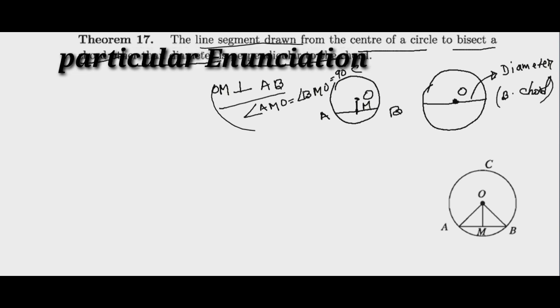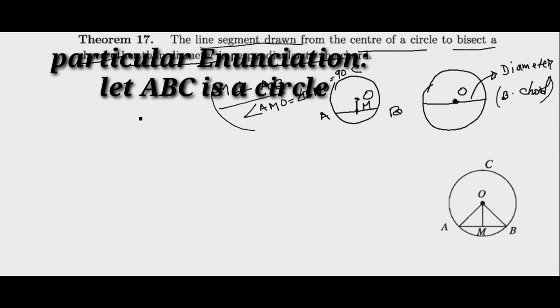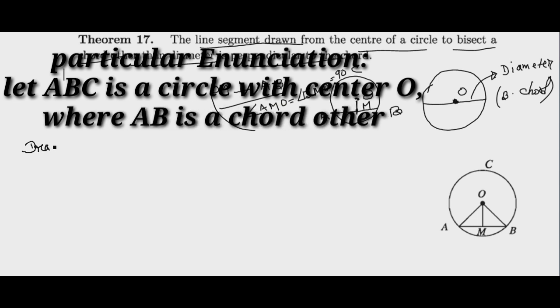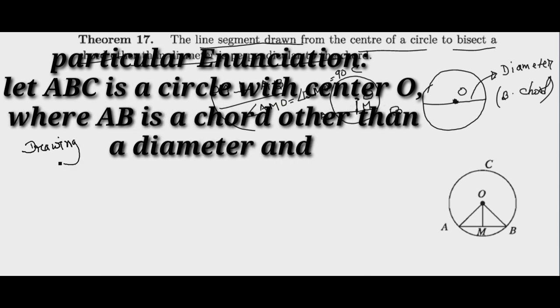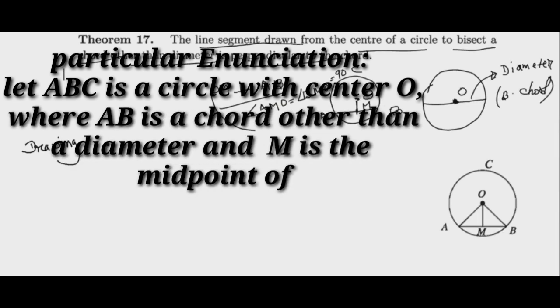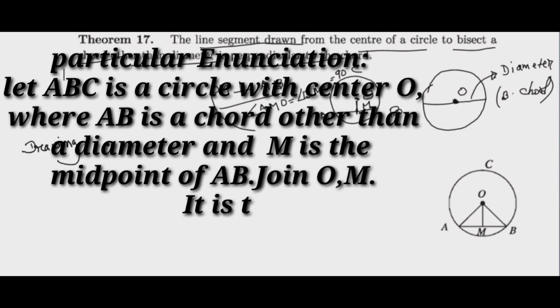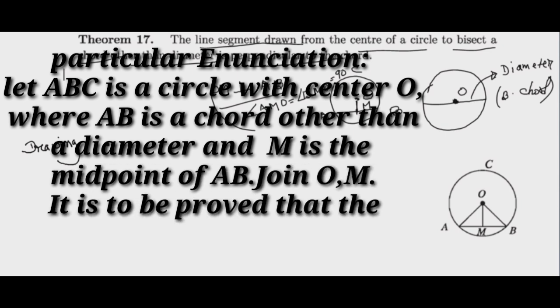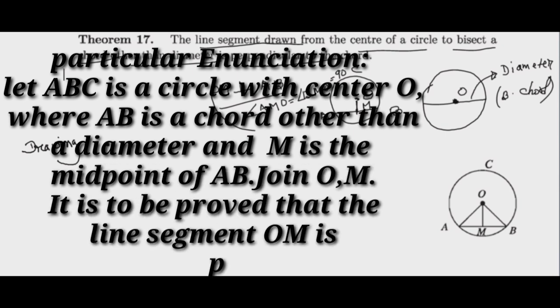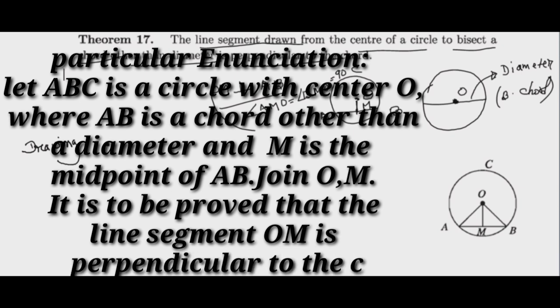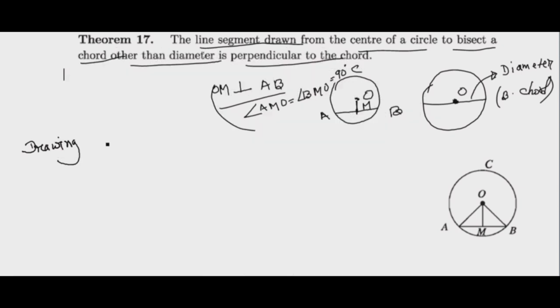Now come to particular enunciation. Let ABC is a circle with center O, where AB is a chord other than a diameter and M is the midpoint of AB. Join O, M. It is to be proved that the line segment OM is perpendicular to the chord AB.